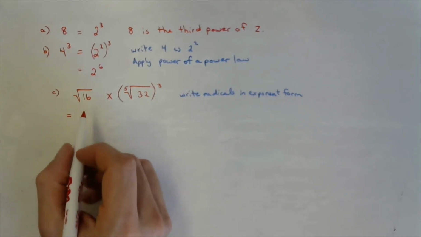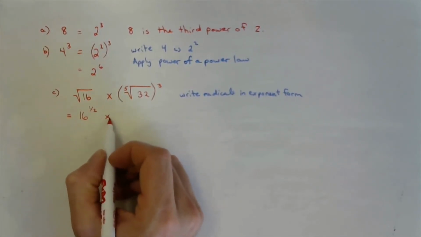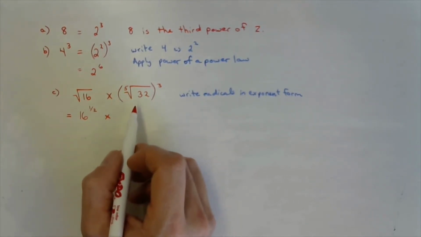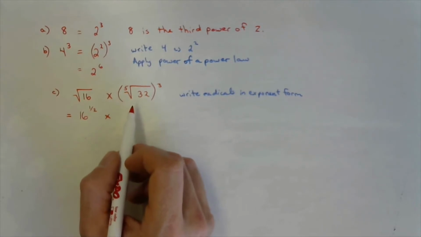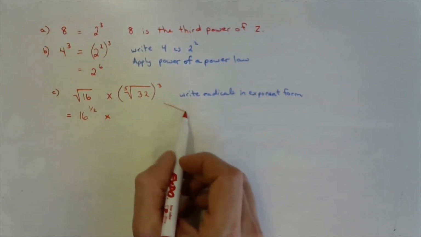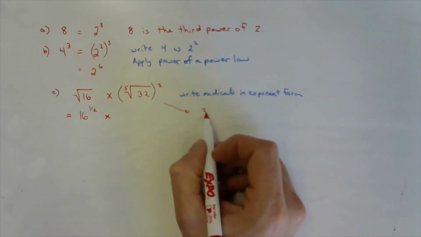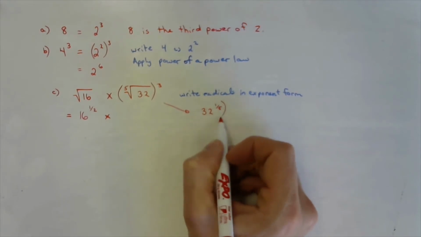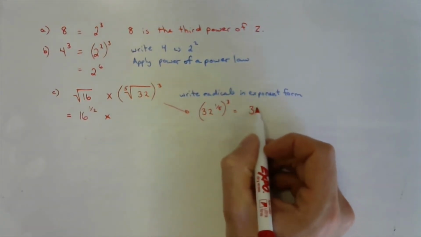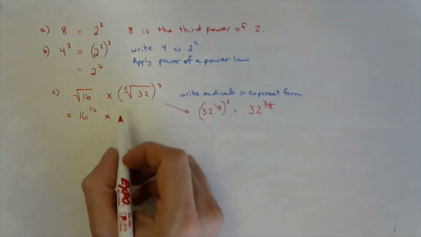So the square root of 16 becomes 16 to the power of 1/2. And this one is a little bit interesting. Basically, I can write it in 2 steps. It would turn into 32 to the power of 1/5 inside the bracket to the power of 3, which is then 32 to the power of 3/5. So that's what we have.